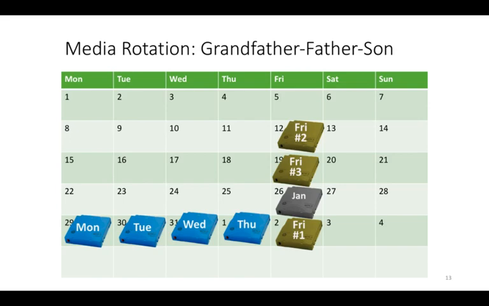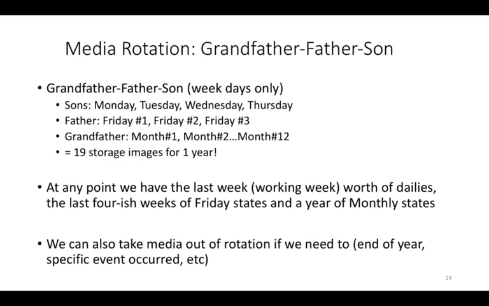So by rotating these tapes, what we end up with is only 19 tapes or hard drives or whatever it is we're using, and yet we can back up across the entire year. For the previous week, we have backups every day. For the previous month, we have backups every week. And for the previous year, we have backups every month. So that will give us a reasonable amount of granularity to go into.